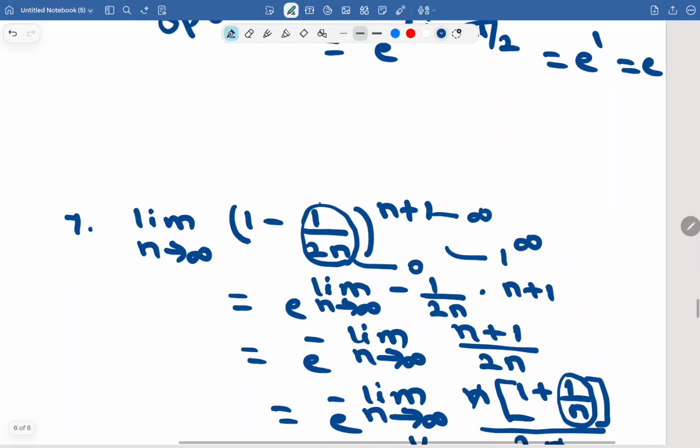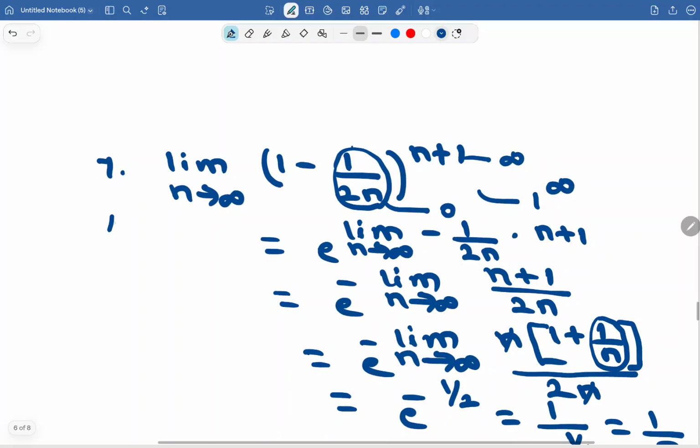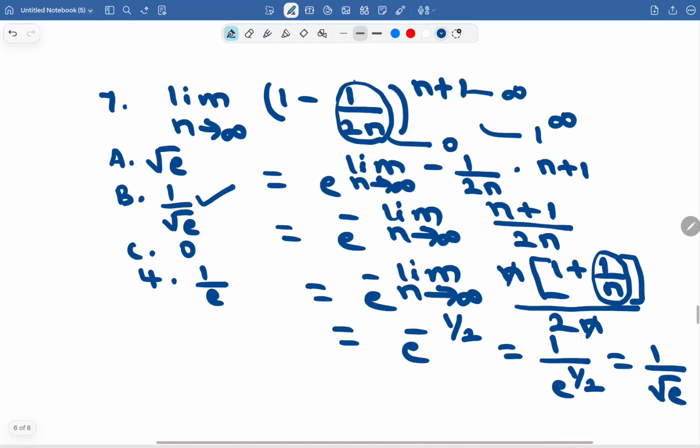I will write the options. First option root e, second option 1 by root e, third option 0, fourth option 1 by e. For this problem, B option is the correct option.